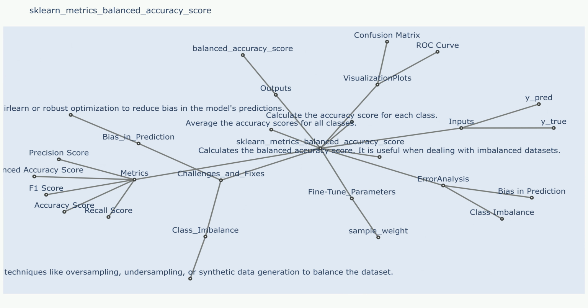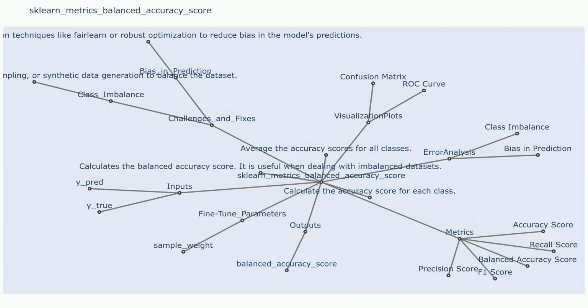Fixes to challenge 1. Data resampling techniques like oversampling, duplicating minority class instances, or undersampling, removing majority class instances, can help to balance the dataset. Cost-sensitive learning. Assign different costs to misclassifications based on the class imbalance, forcing the model to pay more attention to minority classes.